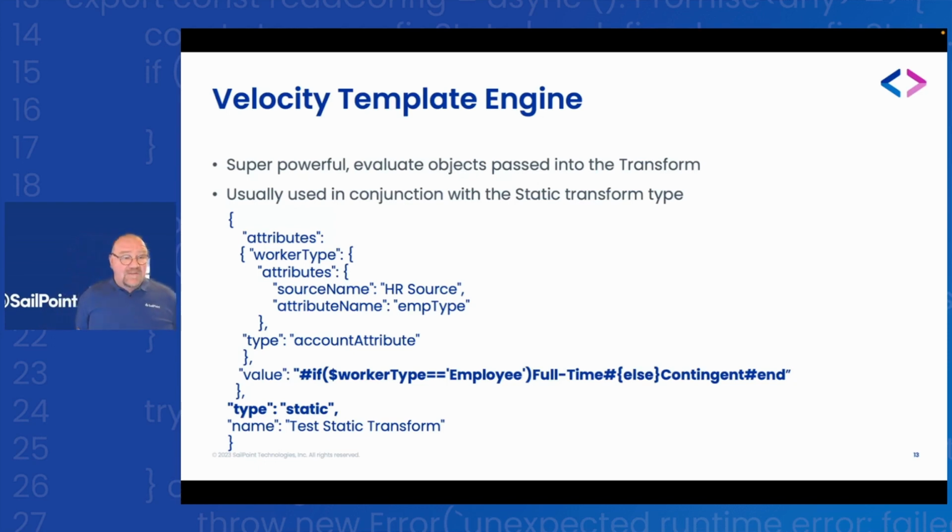So another aspect of transforms is that we have an inbuilt Velocity template engine to help drive its value, and it can transform that. So if you go to the Apache Velocity website, it gives you more details on how Velocity works. It's quite powerful. It's a templating engine. And I'm mentioning here that it's usually used in the static transform type. So I'm giving you a quick example here, but I'm going to be talking a little bit more about that in a couple of exercises away.